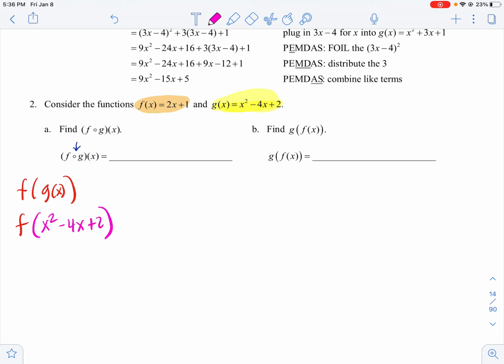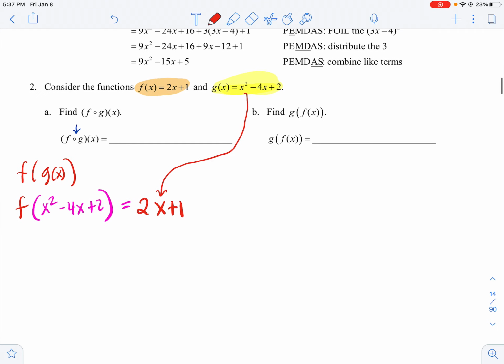So what does that mean? I think that means that you are putting in x squared minus 4x plus 2 inside the f. Does that make sense? So right here, the f is 2x plus 1. What that means is you're putting this inside that x. So the value of x is not just a single number, but the value of x is the whole equation.